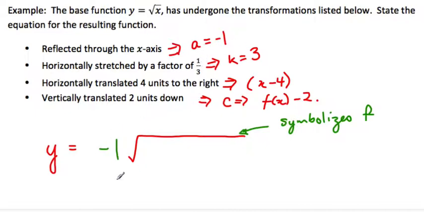So there's the negative 1. Okay, k is inside the function, so it'll go inside the radical sign. The horizontal shift goes inside, so it'll go inside in brackets. Okay, and then c goes outside the function, so it will be outside the radical. And there's our equation.